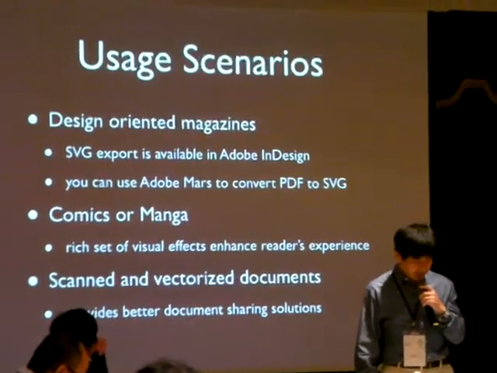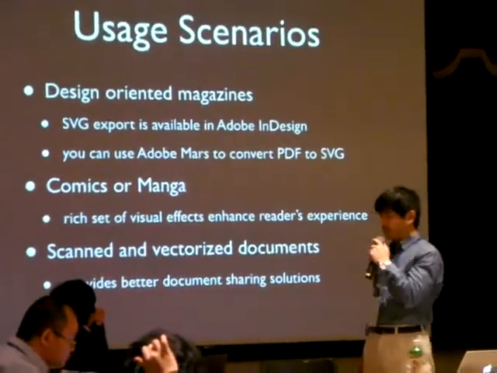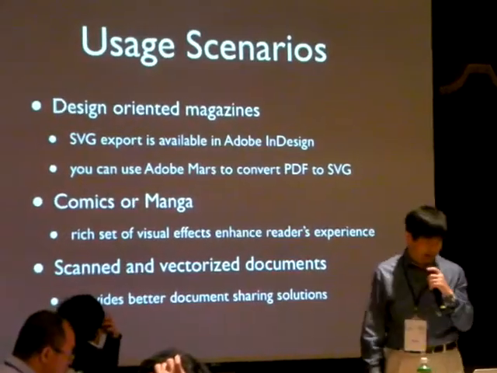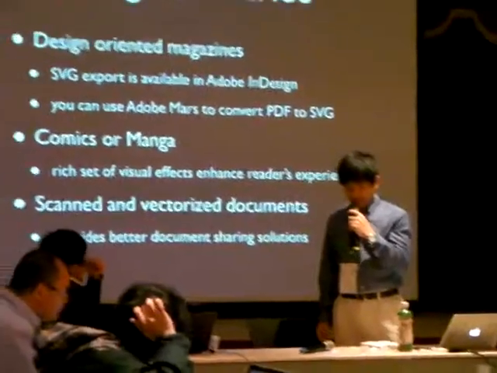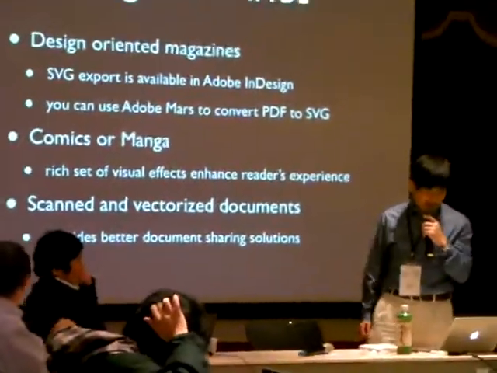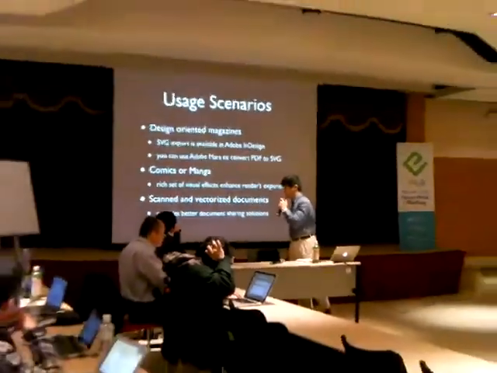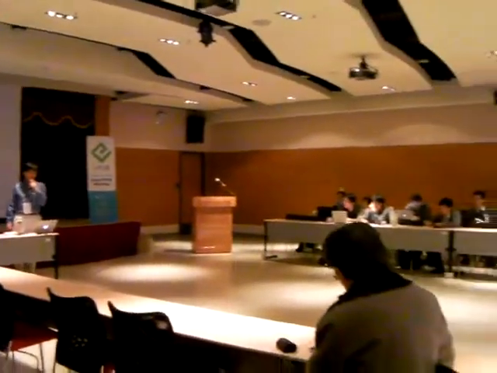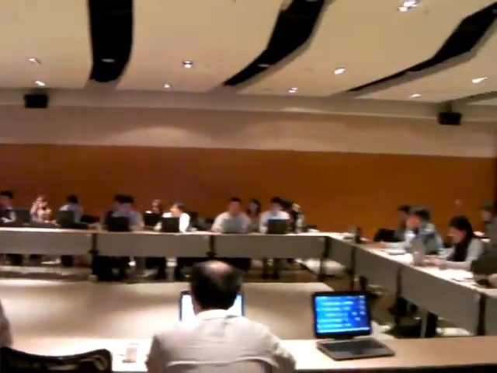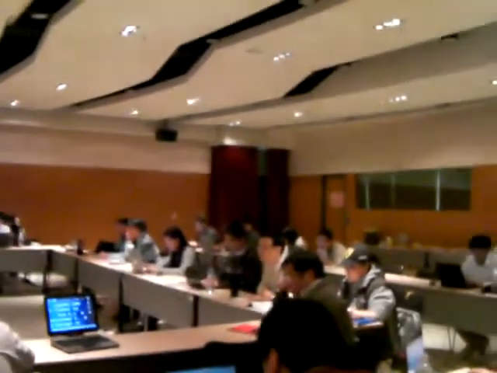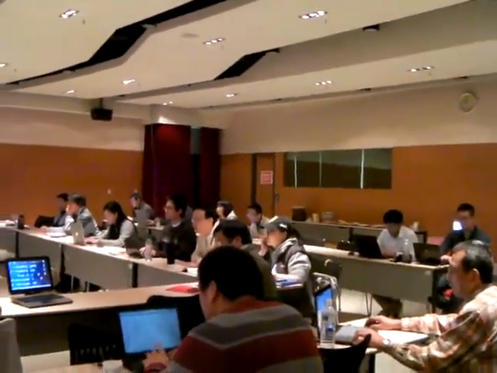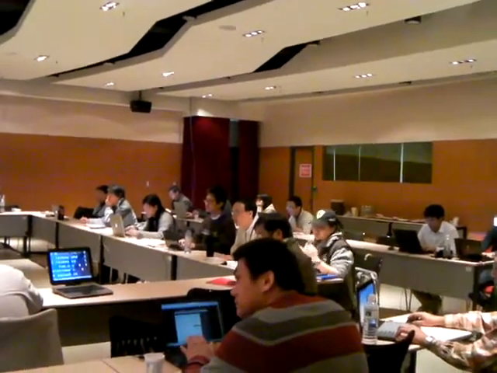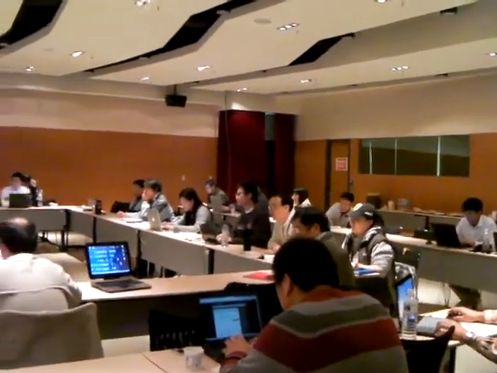Also, there is a way to convert PDF format into SVG format. Adobe has a technology called Mercury. You can find Mercury on the Adobe Labs site, and by using this module, any PDF content can be saved in SVG format.